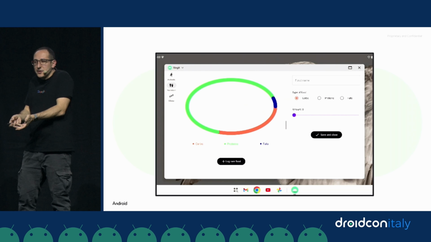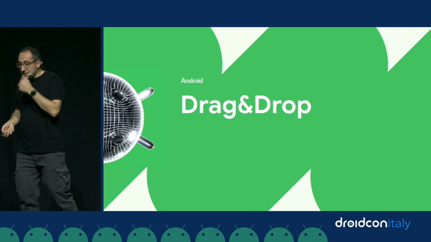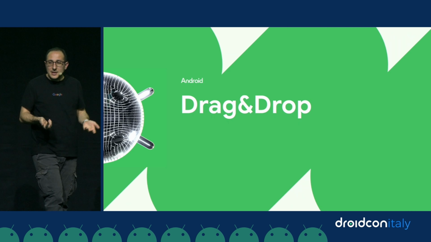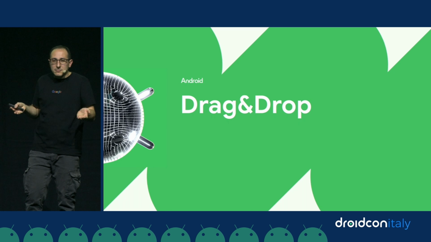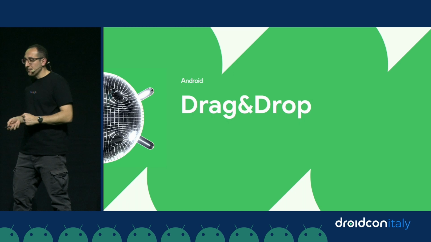So there is something that we are somehow forgetting here. And there are some features that desktop users expect. Like, for instance, drag and drop. Because, I mean, I'm used to drag and drop every day on my desktop computer. So how do we do that with Jetpack Compose?